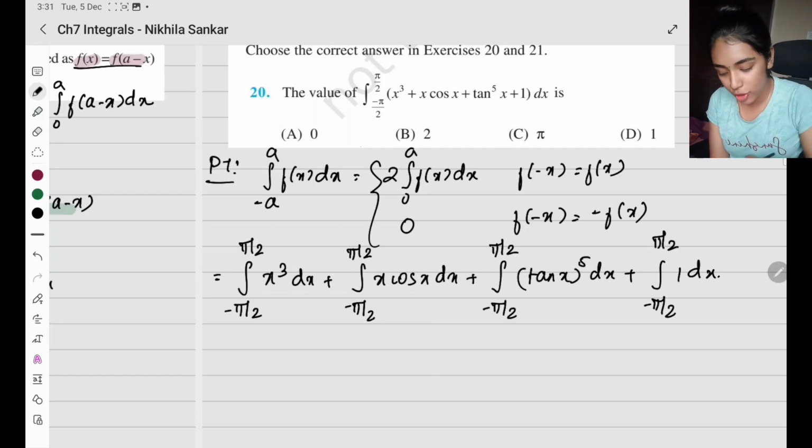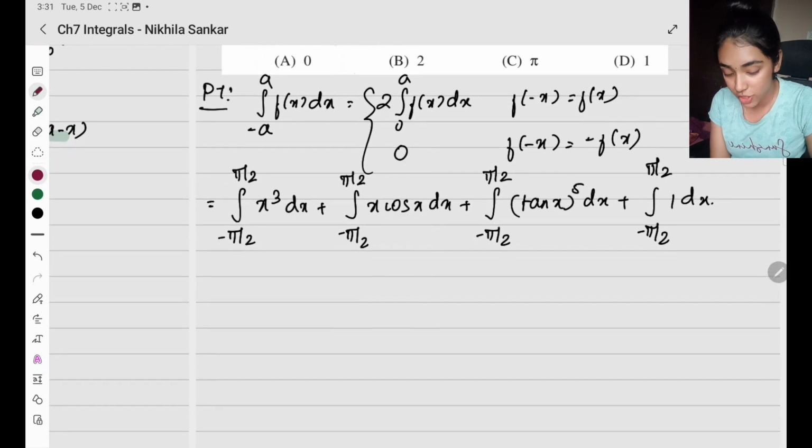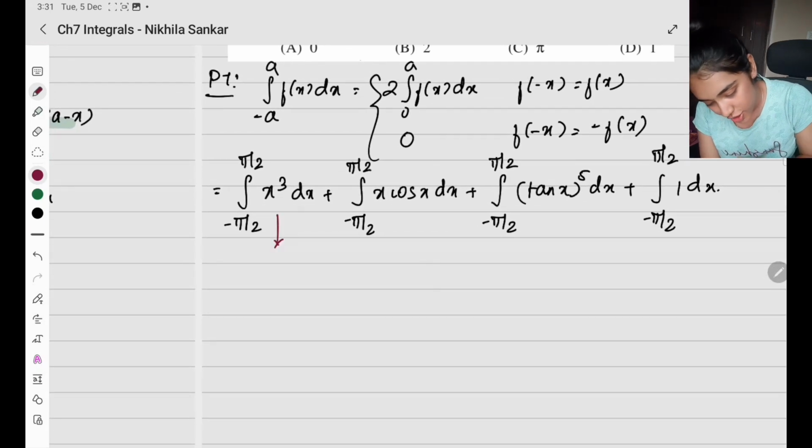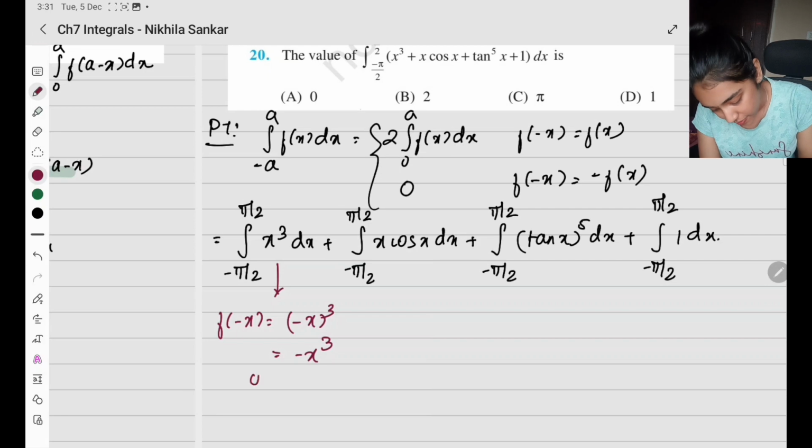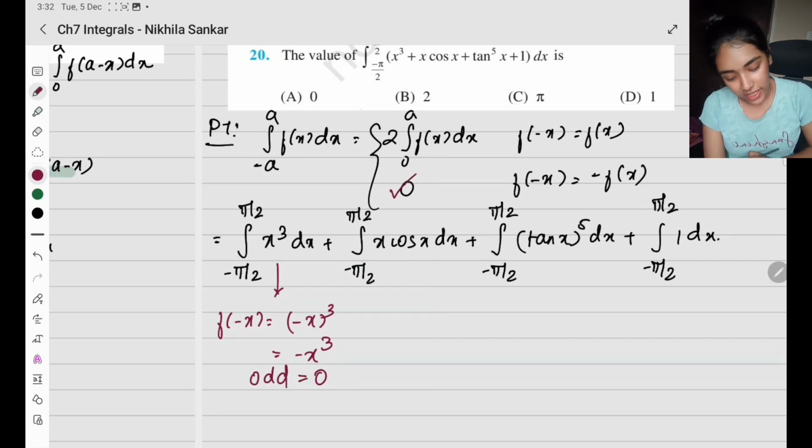Now at this point, I'm going to check which are all my even functions and which are all my odd functions. So for this function, if I substitute f of minus x, I have minus x the whole cube, which is going to be minus x cube. So this is an odd function. Odd function, so the value is going to be 0. Odd means the value is going to be 0.